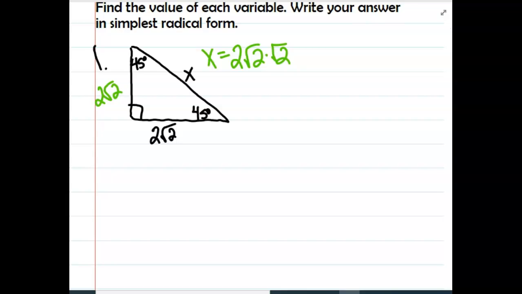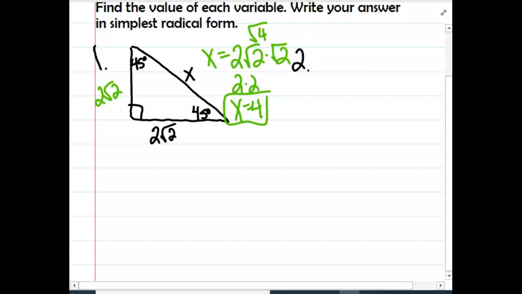Remember, you can multiply the things on the outside with things on the outside. You can multiply things on the inside with the inside, but you cannot mix and match them. So I can't multiply those 2's, but I can multiply these 2's. So when you take 2 times 2, you get 4, but that's still under the radical. What is the square root of 4? 2. So we take 2 times 2, so my hypotenuse is 4. Right. Okay, number 2, let's draw another 45, 45, 90 triangle.